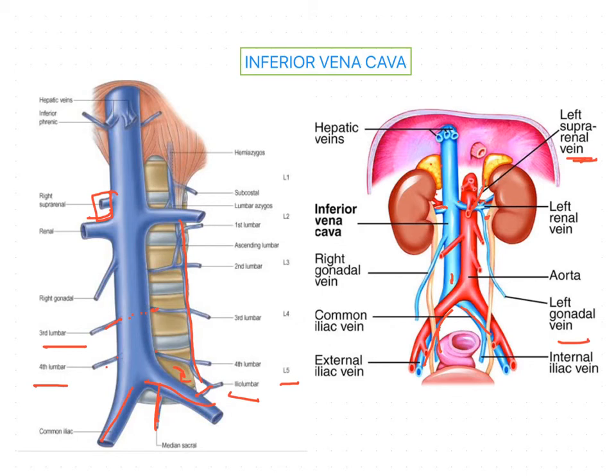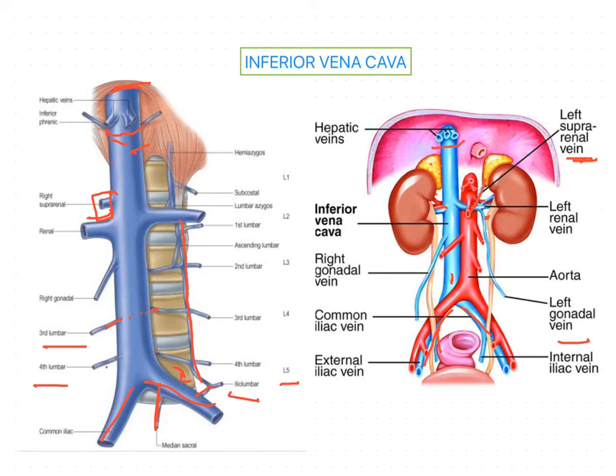Next, the final one is the hepatic veins. The hepatic veins are 3 large veins and many small veins. So these are the hepatic veins. These 3 large veins and many small veins open directly into the anterior surface of the inferior vena cava just before it pierces the diaphragm. Many other small veins also open directly on the anterior surface of the inferior vena cava, just before it pierces the diaphragm.